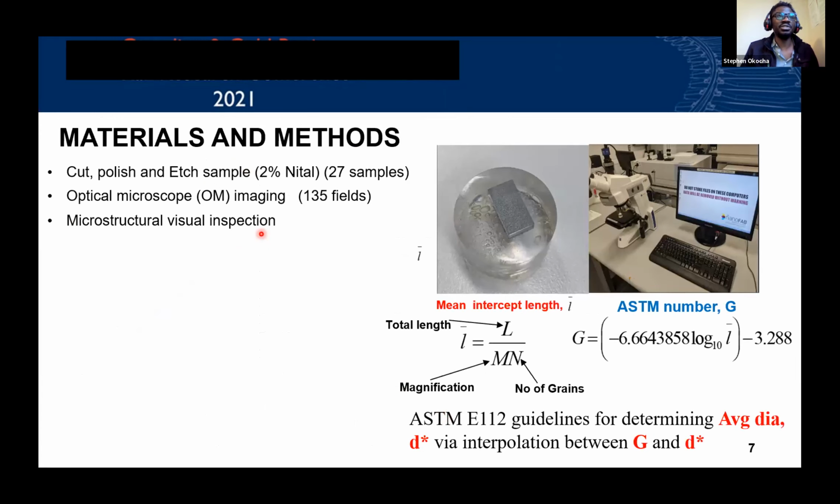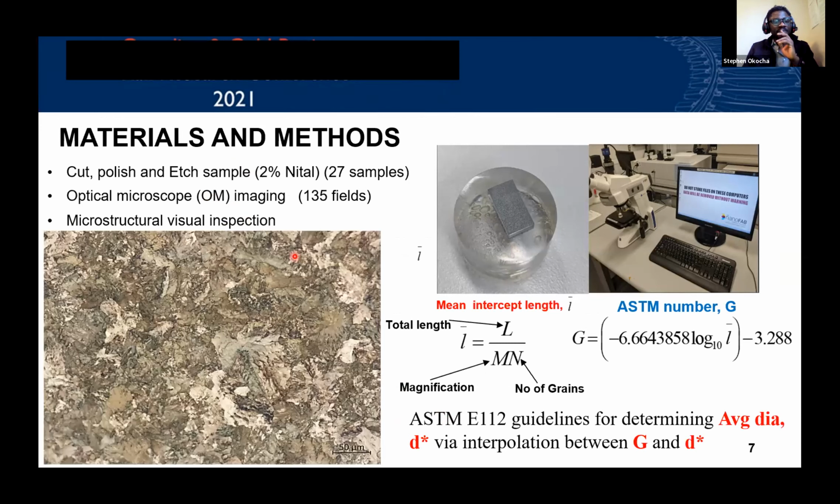So what we did was to take some samples from the head and the foot, as I said earlier. We cut them, polished them, etched them using 2% nital, and took them to the optical microscope for imaging. We had about 135 fields of images. Then by using a visual inspection method, we started looking at the structures of the rail steels, and even if it's difficult, we were able to see grain sizes across the rail steels.